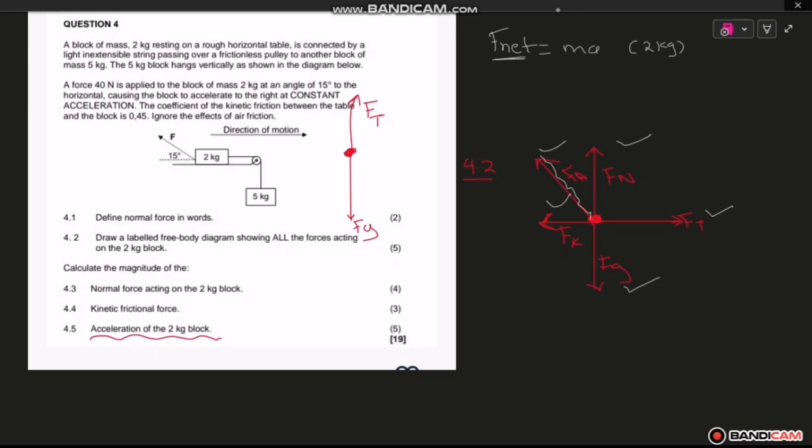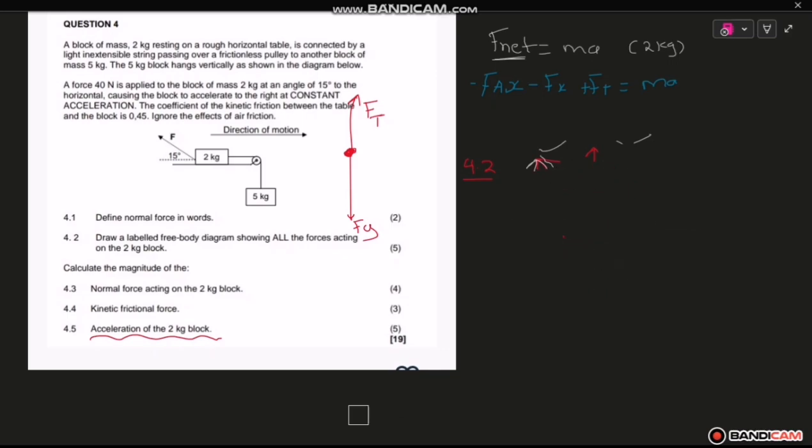And since you can see here that FA is pulled at an angle, meaning that we're going to have what? Components. This is going to be FAX, then we're going to have FAY. The forces that are having an effect on the Fnet side are these horizontal forces over here, FAX, FK, and FT. Therefore, I'm going to write all of them here: FAX minus FK plus FT equal to MA.